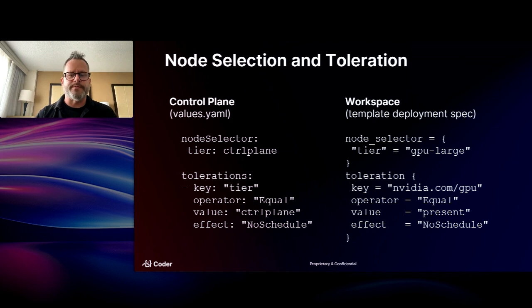If we wanted one to land specifically on GPU small, then we would just change that tier to GPU small. You need both the node selector and the toleration if you have node groups that are similar. Since both of the node groups, the GPU large and the GPU small, have the same taint of nvidia.com/gpu present, NoSchedule, then you also have to have this node selector in there. Otherwise, the workspace isn't going to be declarative enough or specific enough, and it'll land wherever Kubernetes can schedule it if you didn't have the node selector in.